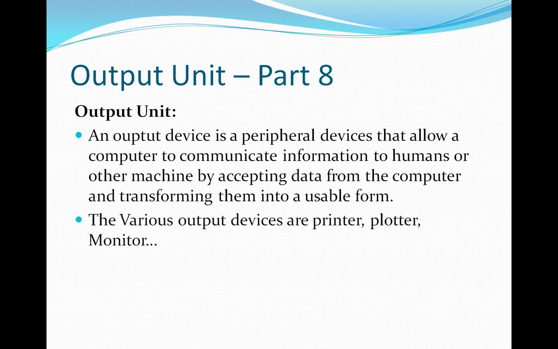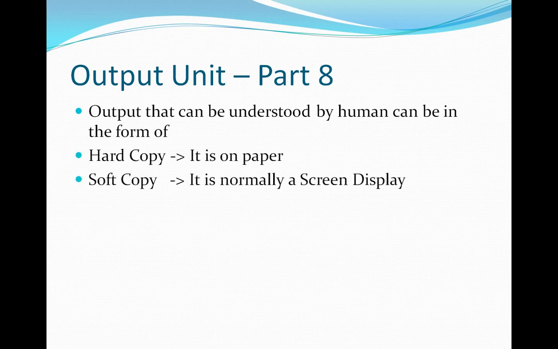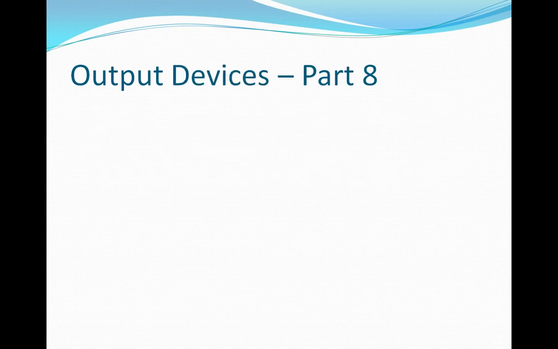Okay, the various output devices are like printer, plotter and monitor. So on the monitor you can see data, what you are seeing presently. Printer is a physical data, and the plotter is also a physical one. So output that can be understood by human can be in the form of hard copy, which is on paper, or soft copy, which is normally a screen display, right? Hard copy, whatever the print copy you are seeing, that is called a hard copy. Whatever you are seeing now on the screen is called a soft copy. So the data can be represented as both hard copy and soft copy.